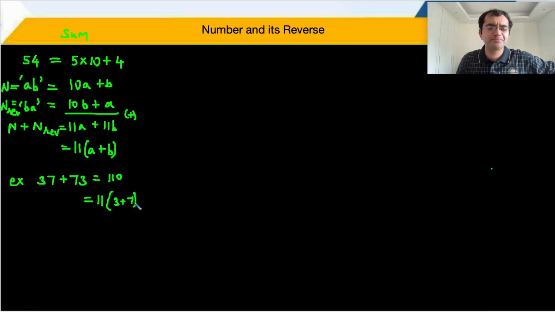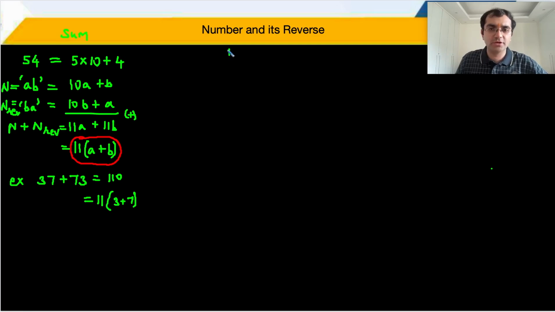Yes, it is. So therefore, anytime you are asked to take a two-digit number and its reverse and to add them, then you can directly use this result. You don't need to derive anything, directly use 11 times a plus b.